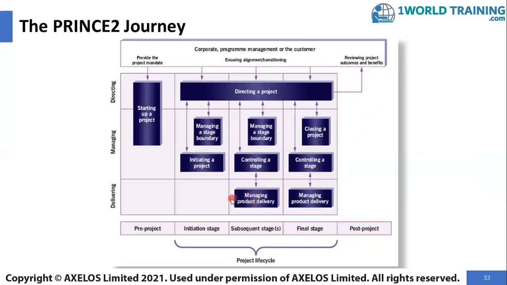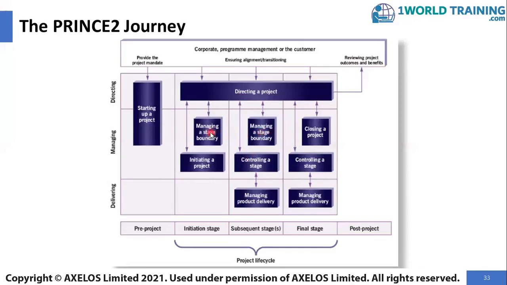which means that the managing product delivery is the team manager's process for developing, testing, and handing over the products to the PM. Whereas controlling a stage is the PM's process to manage, monitor, and control the stage. Therefore, from controlling a stage, the PM would interact with the project board into the directing a project process. And the directing a project will rely on the controlling a stage to provide information about the progress of the stage. Exceptions may occur during the controlling a stage process. However, usually exceptions generally occur towards the end of the stage in the managing a stage boundary process.